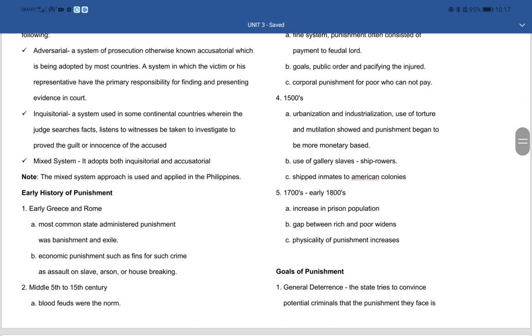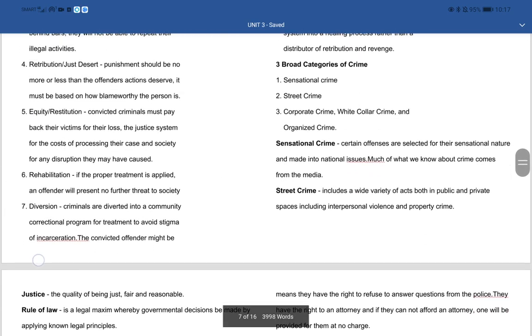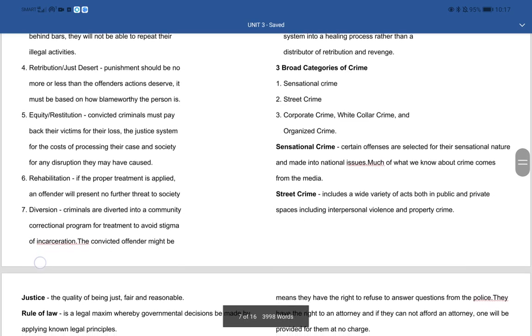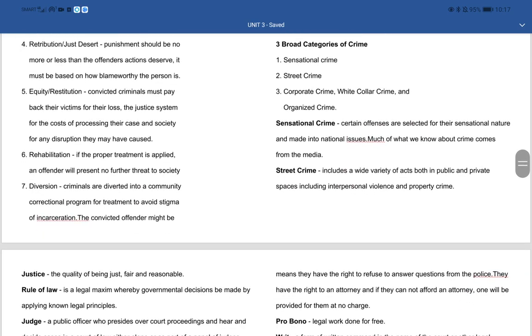Then we also have the early history of punishment. So you read this one. This is very understandable. And we go to the three broad categories of crime: sensational crime, street crime, corporate crime, white-collar crime, and organized crime. So you read this one.